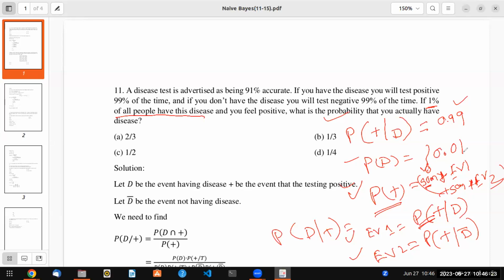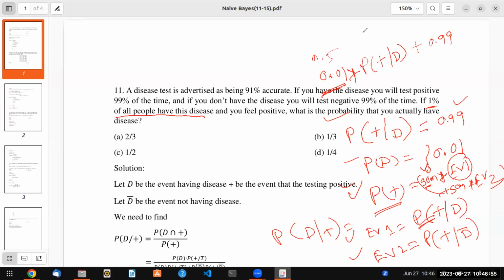So probability of having disease is what? The factor is 0.01, times event 1, which is the probability of being positive given you have the disease. Plus, what do I need to multiply again? Probability of not having the disease, 0.99.